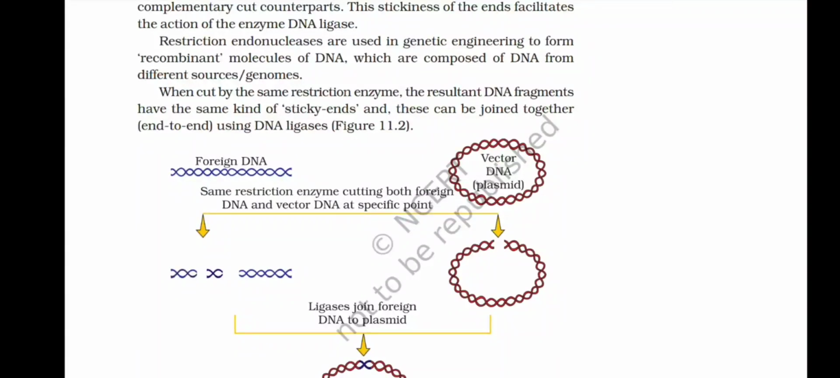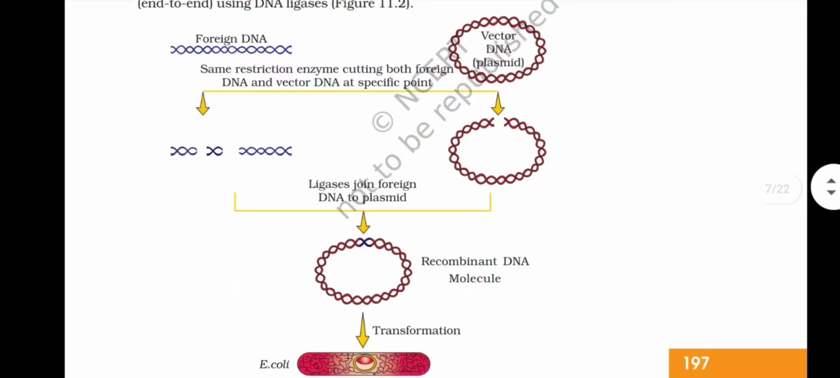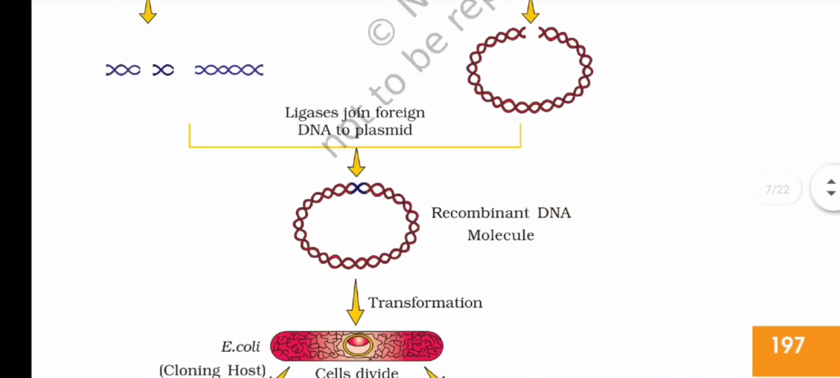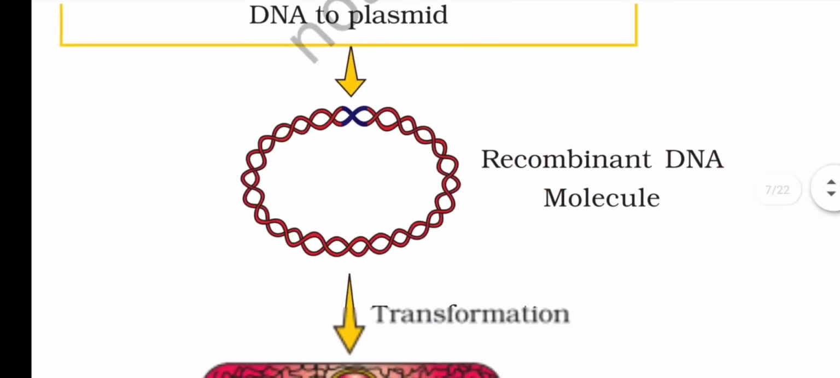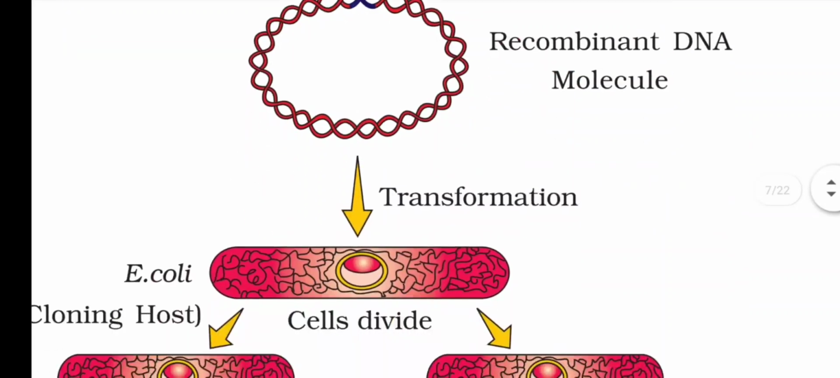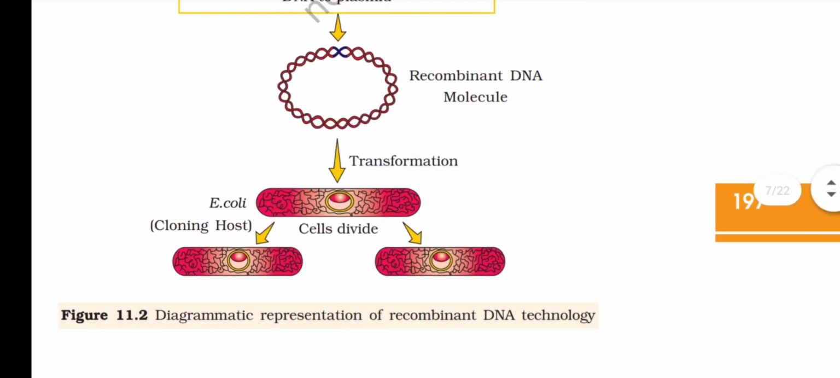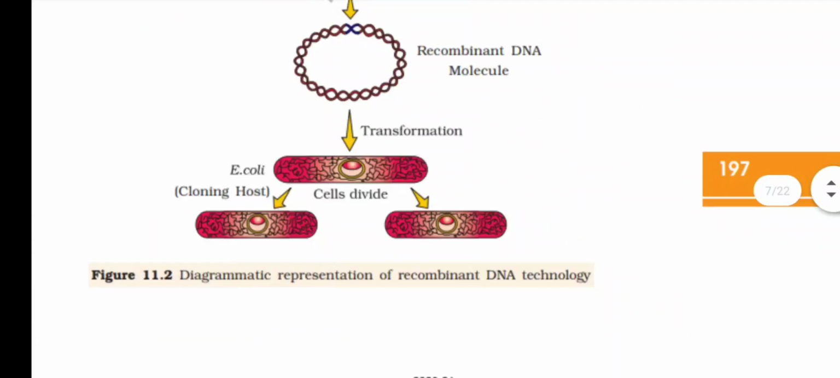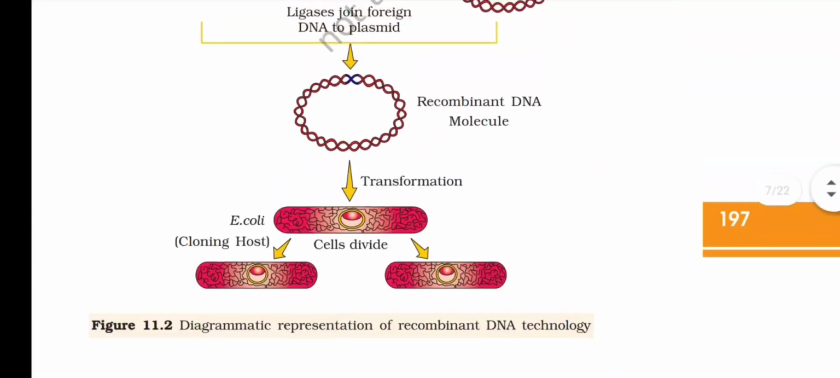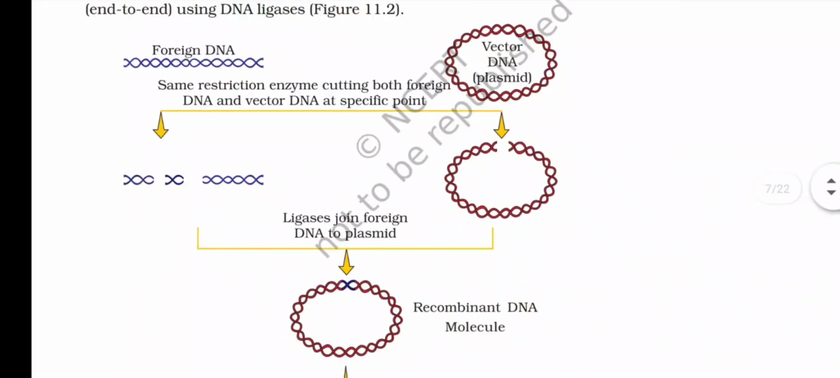Vector DNA, the plasmid: the same restriction enzyme cuts both the foreign DNA and the vector DNA at the same point. So ligases join the foreign DNA to the plasmid. Look at that, I'm going to zoom in. This is the recombinant DNA molecule, and the transformation is this. You are seeing it properly, a diagrammatic representation of recombinant DNA technology. So that's how it happens.